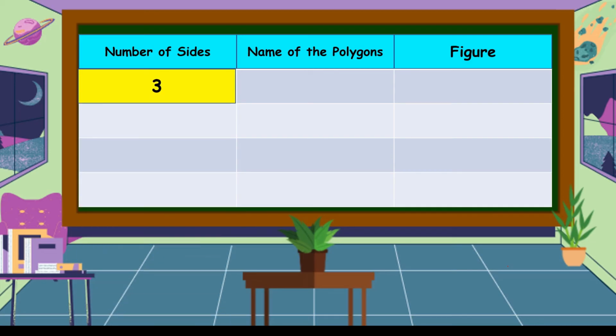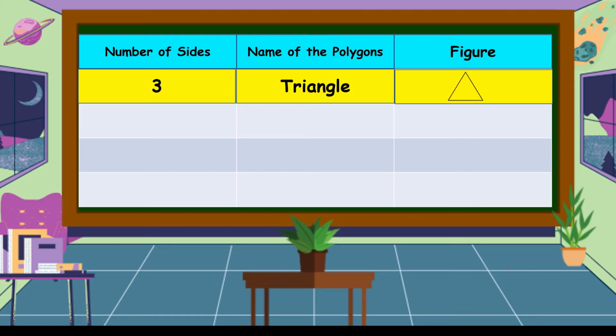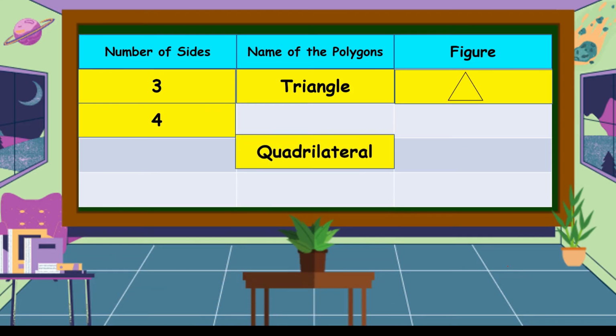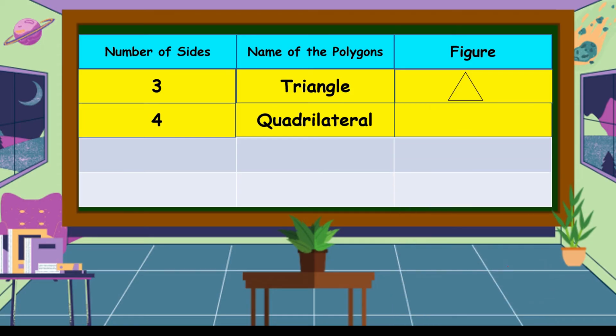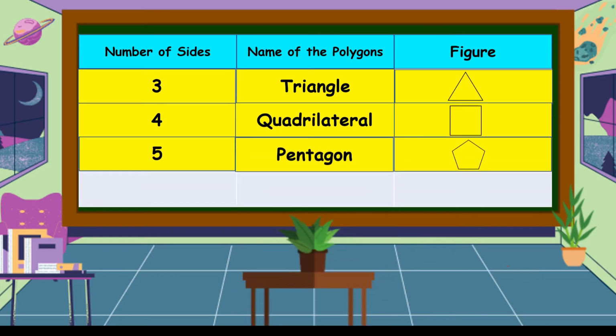A polygon with 3 sides, we call it a triangle. This is a figure of a triangle. A polygon with 4 sides, we call it a quadrilateral. This is a figure of a quadrilateral. A polygon with 5 sides, we call it a pentagon. This is a figure of a regular pentagon. A polygon with 6 sides, we call it a hexagon. This is a figure of a regular hexagon.